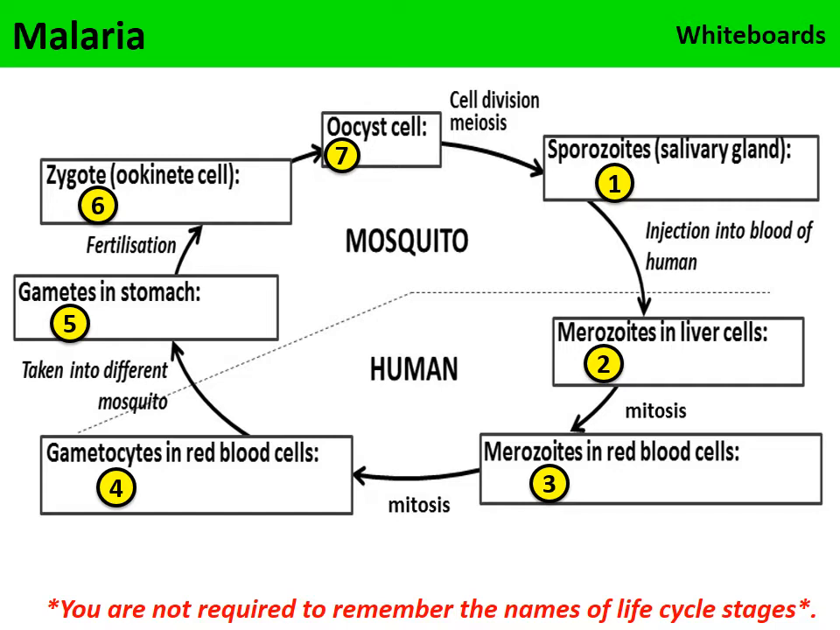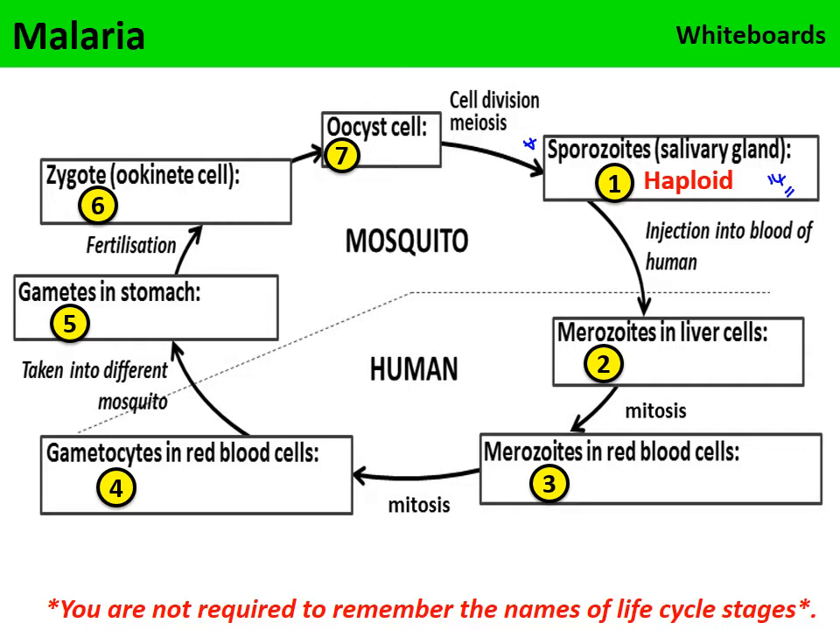Okay, so number one is the sporozoites, top right hand side here. Now we know the sporozoites are the type of Plasmodium cell in the salivary glands of the female adult mosquito. They get injected into the blood of a human. Now these cells are haploid, and that means inside each sporozoite, in the nucleus of each cell, there are 14 chromosomes, and they are all different. So there's one copy of each of the different types of chromosomes.